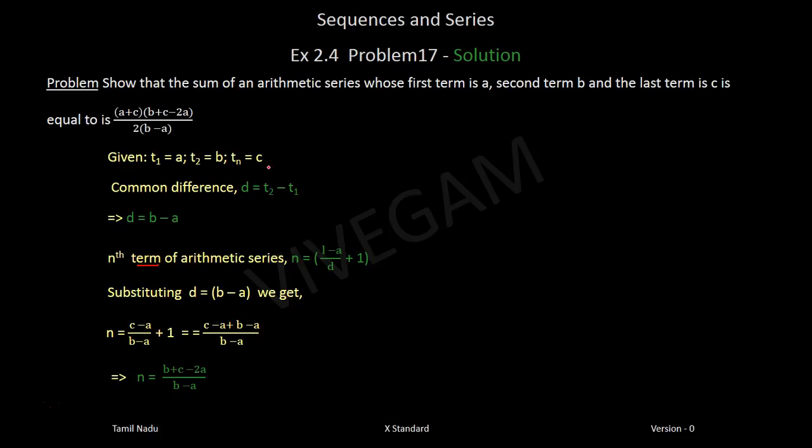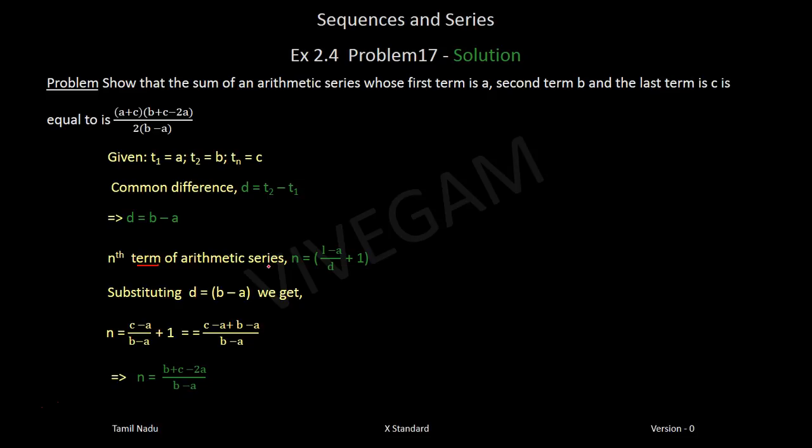So in this case, what is L? L is c, and a is a only, the first term. And d we have calculated to be b minus a. Substitute all these things, we will get n equal to (c minus a) by (b minus a) plus 1. Take LCM b minus a. So when you take LCM and simplify this, what will you get? n will be equal to (b plus c minus 2a) by (b minus a). Okay, n is equal to (b plus c minus 2a) by (b minus a).